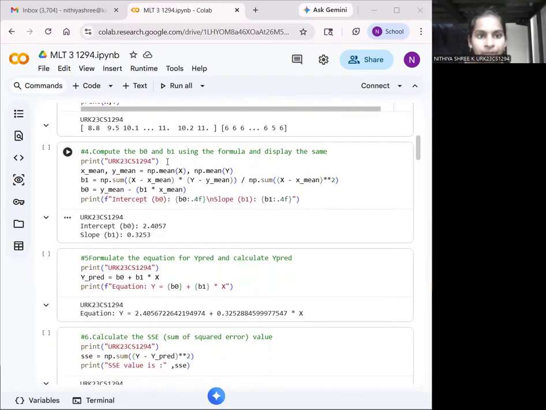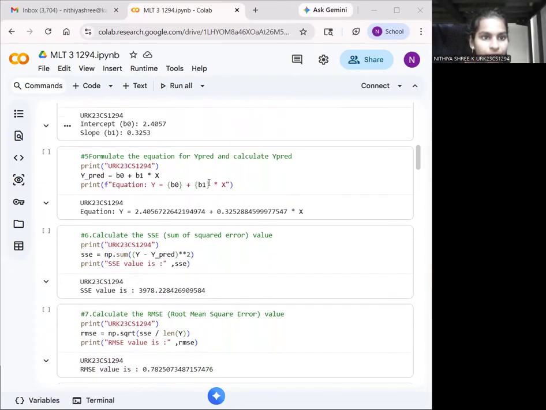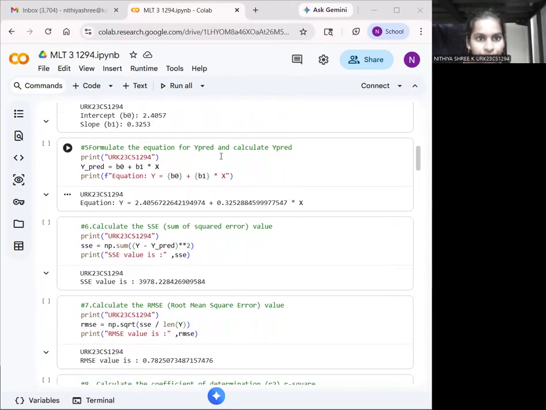Compute B naught and B1 using the formula and display the same. For that, we are finding the B1 slope and the intercept B naught using the linear regression formula. The equation is y pred equals B naught plus B1 star x. Formulate the equation for y pred and calculate y pred.